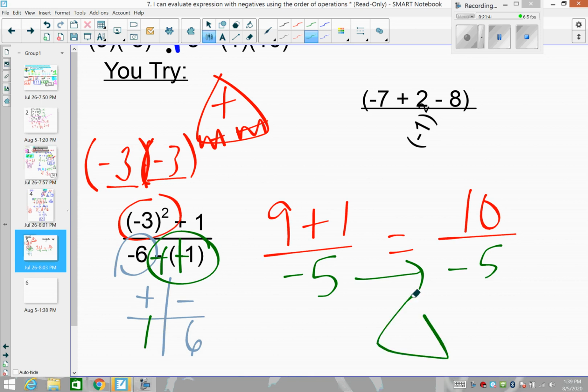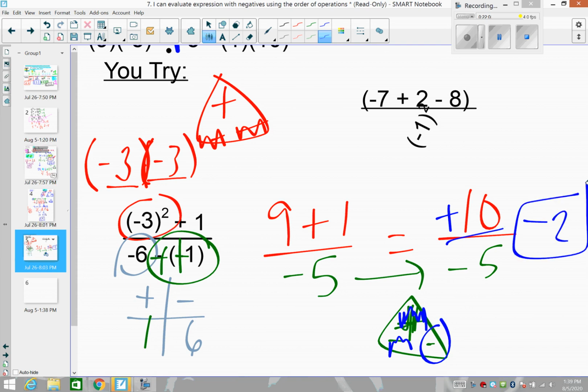The very last step then would be to make this triangle because it's a division problem. So we have a positive 10 divided by a -5. The result of that is negative, and 10 divided by 5 is 2. 10 divided by 5 is 2.